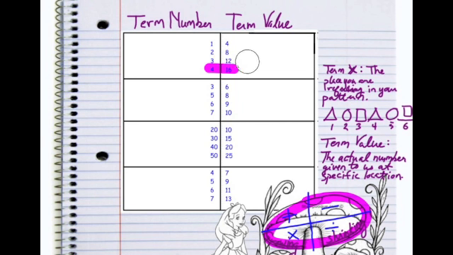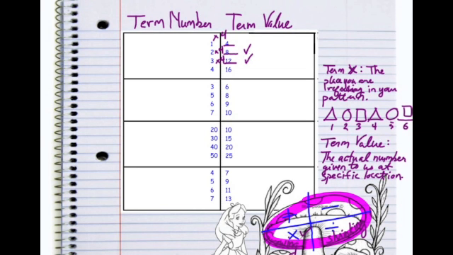And a method that I can use, again, to grow my term number to my term value would be multiplication. So the number 1 times 4 would equal the term value 4. Does 2 times 4 equal 8? Yes. Does 3 times 4 equal 12? Absolutely.